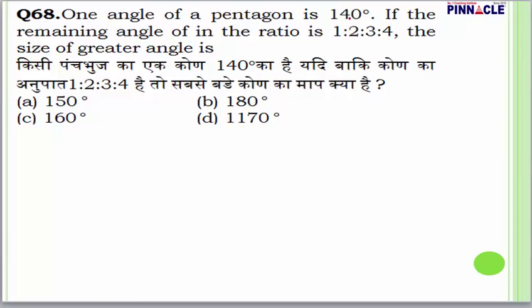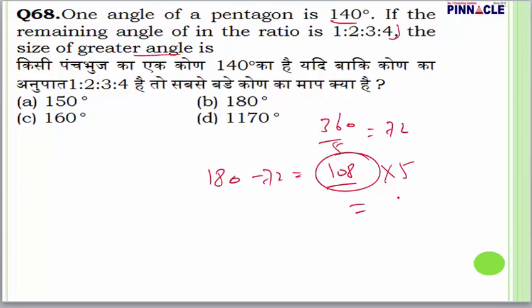One angle of a pentagon is 140. If the remaining angles are in the ratio 1, 2, 3, 4, find the size of the greatest angle. We have to find the value of 4x. For a pentagon, the exterior angle would be 360 divided by 5, that is 72. And 180 minus 72 is equal to the interior angle, 108. The number of interior angles is 5, so the total would be 540. So 540 is equal to 4x plus 3x plus 2x plus x plus 140.